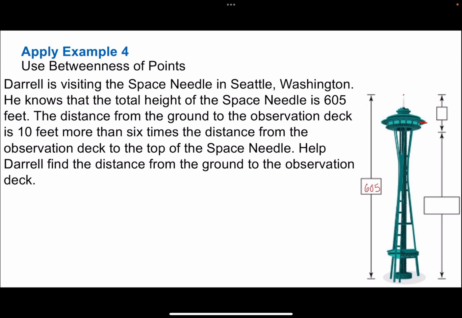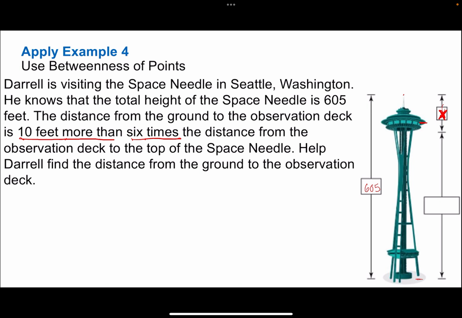And the distance from the ground to the observation deck, oh, here's the observation deck. And so from the ground to the observation deck is 10 feet more than 6 times the distance from the observation deck to the top. Okay, 10 feet more than 6 times the distance. We don't know what this distance is from the observation deck to the ground, and we don't know what the distance is from the observation deck to the very top. But if we're taking 10 more than 6 times something, let's let this value be the x, or the variable, in it.